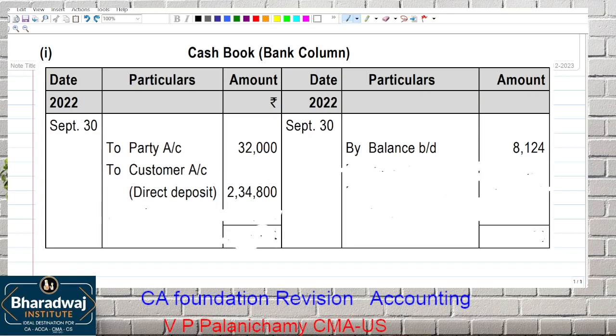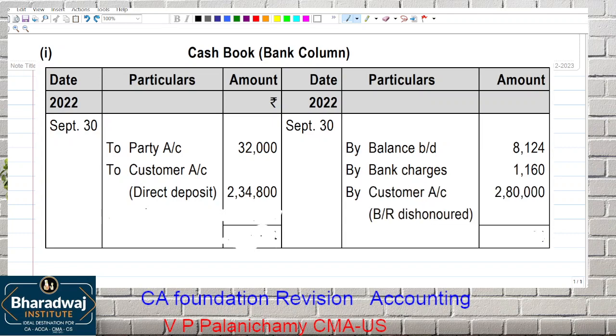All deposits, receipts you added. Payments, actual payments made by the bank, you deducted. What are the actual payments made by the bank? Bank charges, of course, 1160. Then bills receivable dishonored, already dishonored, cancelled. So tally this, you will get amended OD balance 22,484. Please remember, it is not a balance as per passbook. It is an amended cash book balance.